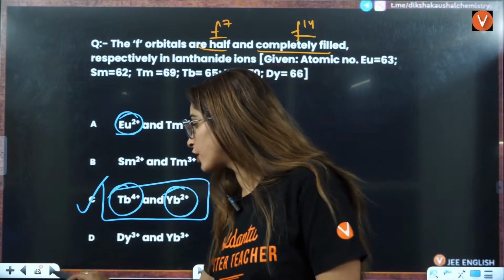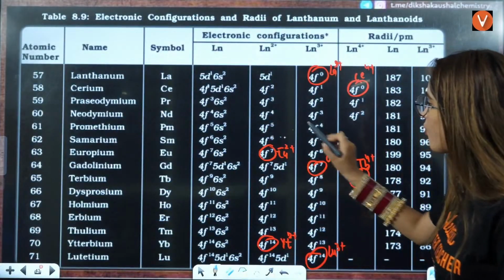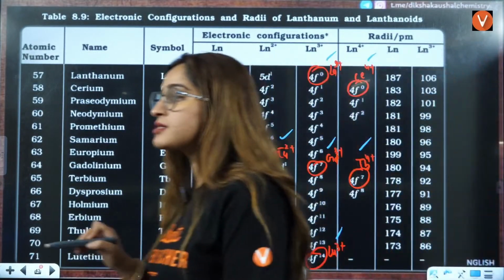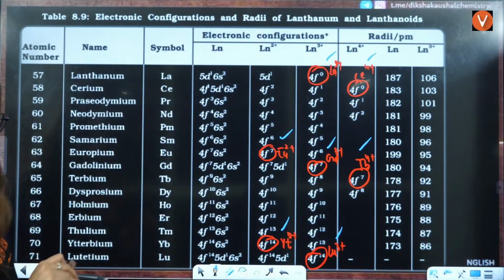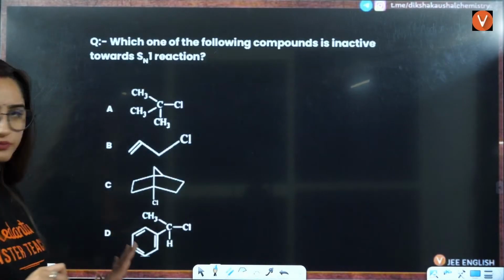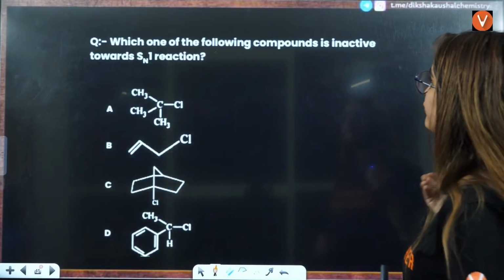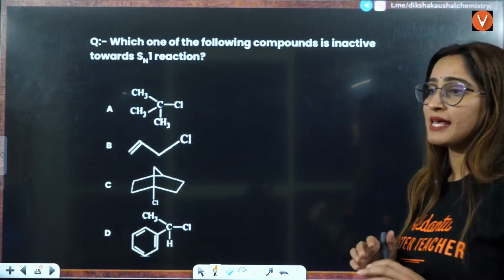And what are the electronic configurations that you should remember? 1, 2, 3, 4, 5, 6, 7. That is a must remember electronic configuration for your exam, right? Okay. Next question is, which one of the following compounds is inactive towards SN1 reaction?